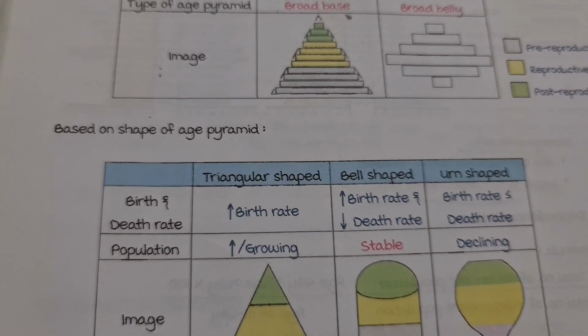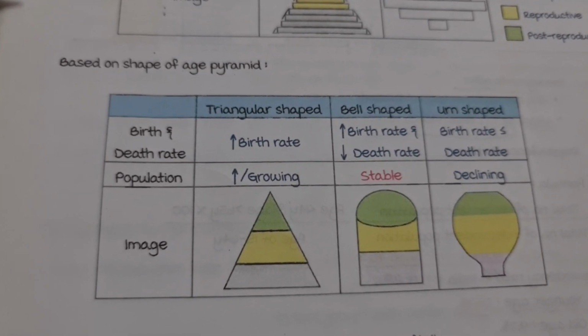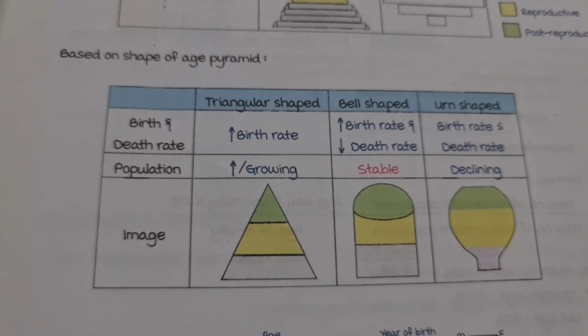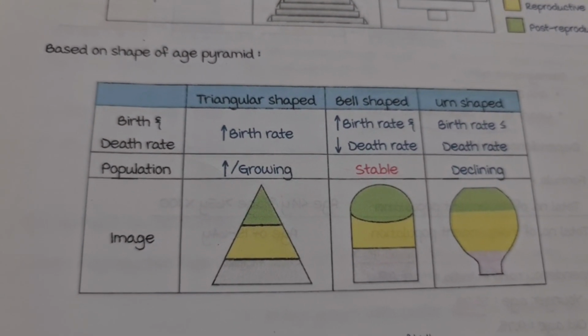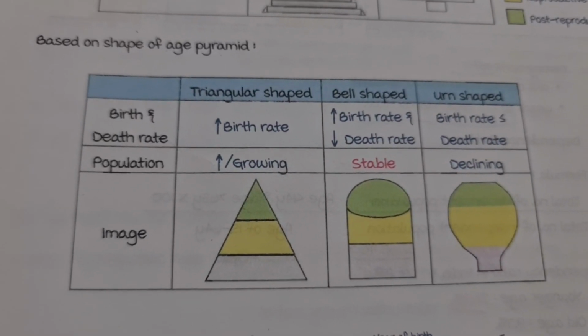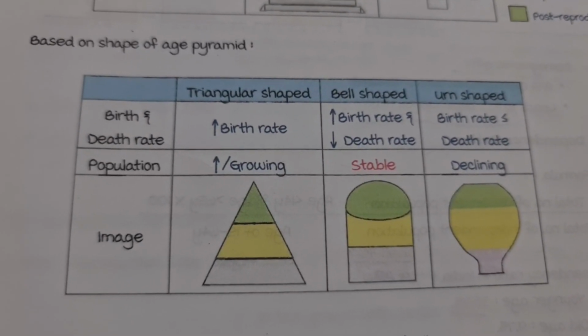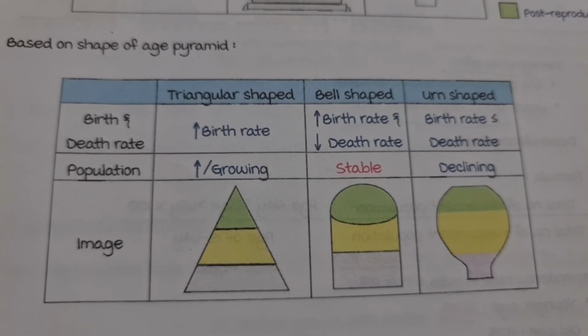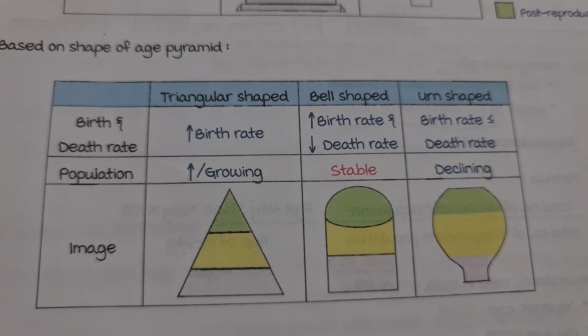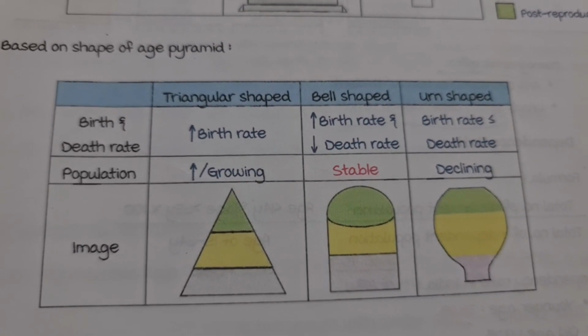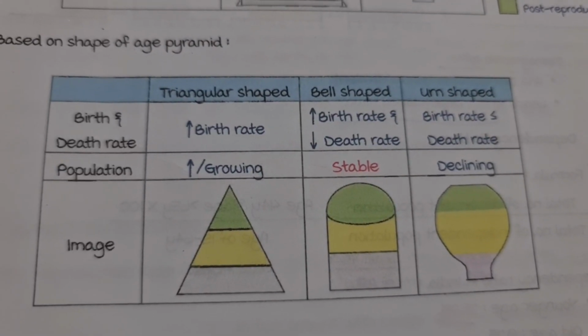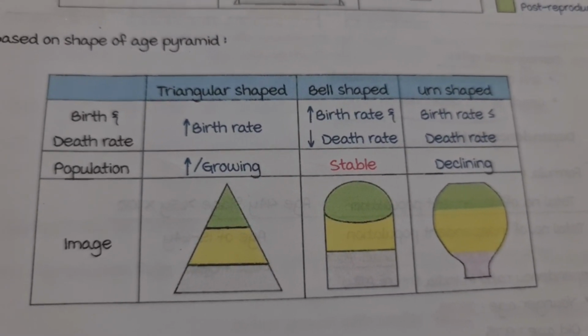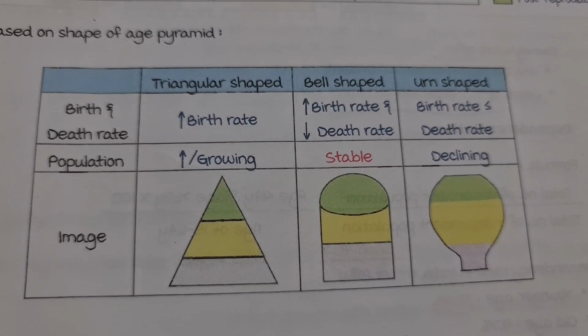Also, if we talk about the shape of the age pyramids, then there are three types of age pyramids based on the shape. First one is triangular shaped, second one is bell shaped, third one is urn shaped. If we talk about the triangular shape, there is a high increase in the birth rate, so the population is increasing, that is, a growing population.